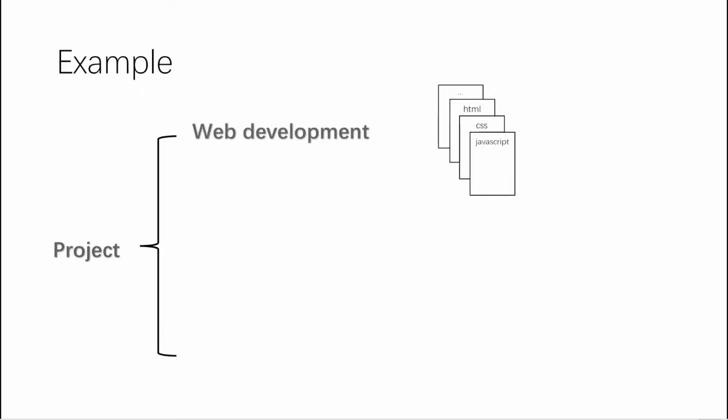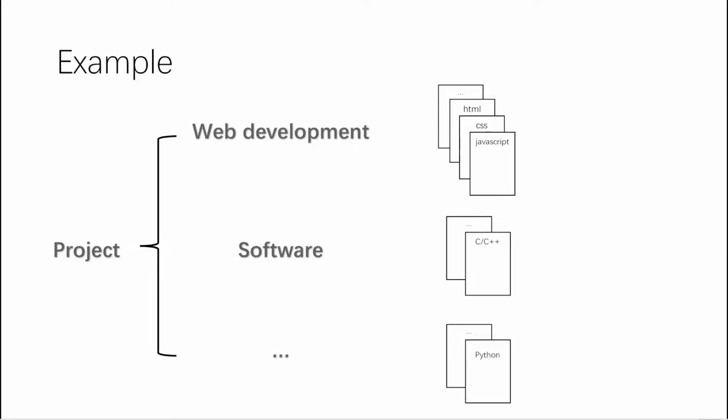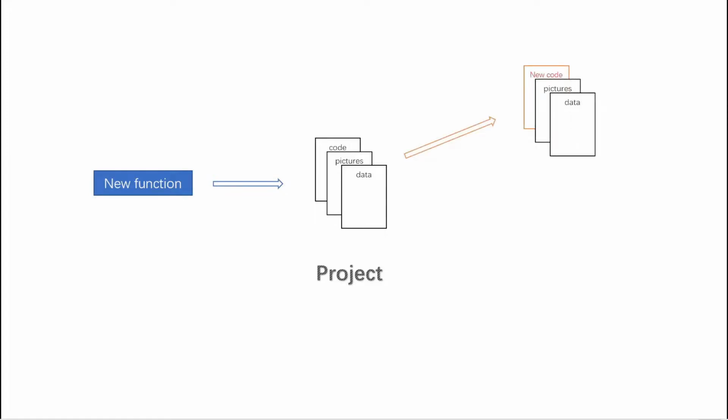Let me use a common example to demonstrate it. Let's say we have a project. It may be a web page development project, or a C++ software, or a simple Python program. There may be one or several files contained in the project. One day, we want to add a new feature to this project. It may only affect several lines in a file, but sometimes we may need to completely rewrite the program.